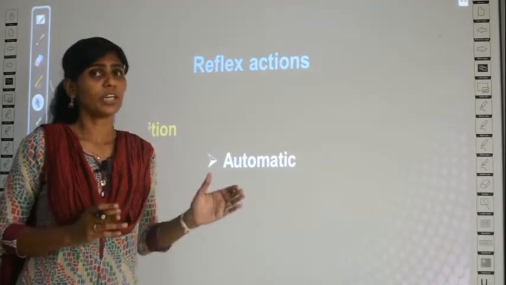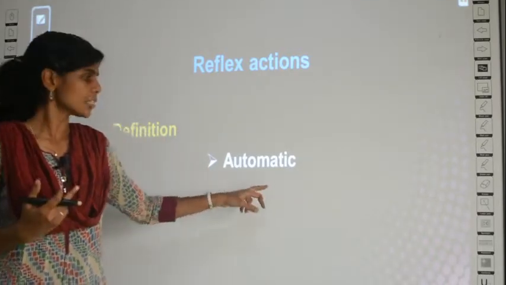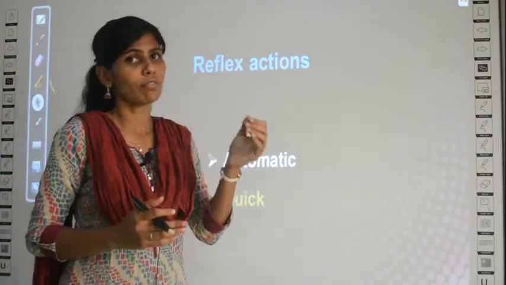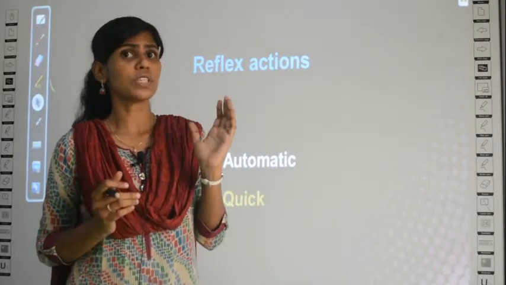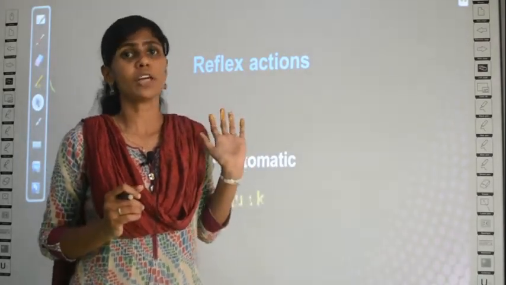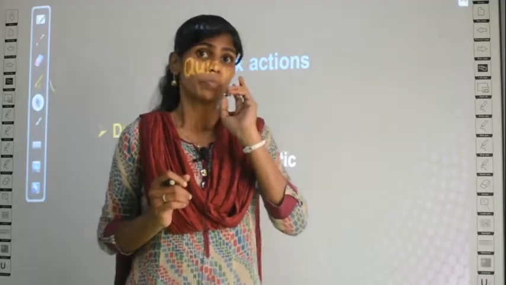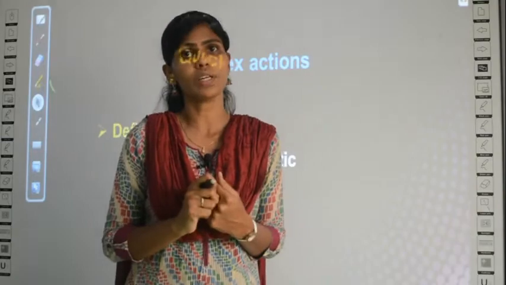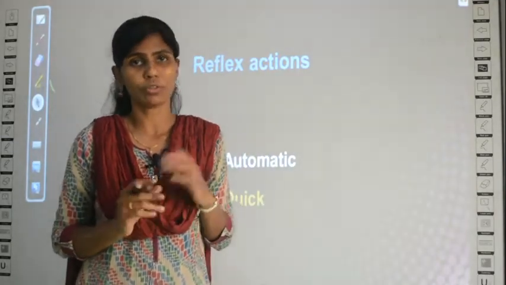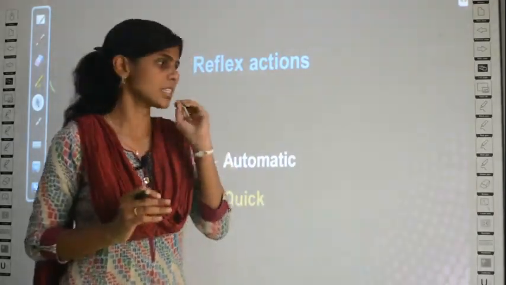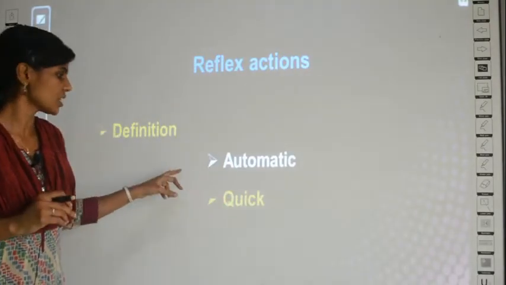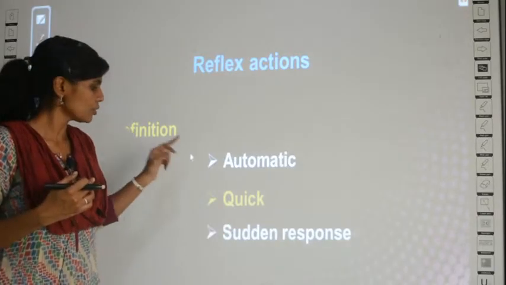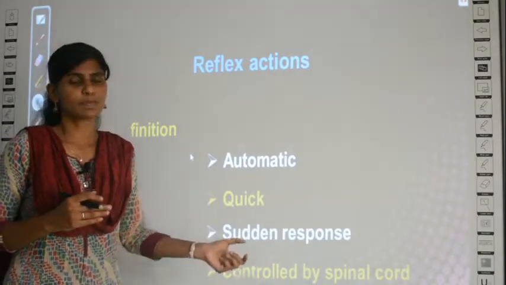Even if you think that you need to hold on, you will not do that, since it is an automatic action. It is a quick action. How will you take off your hand? Will you take it very slowly? If an object is very hot, what do you do? Immediately you take off your hand. Similarly, if somebody pricks you with a pin, what will you do? Immediately you will take your hand away. Will you take it very slowly? No, right? It is very quick. It is an automatic response. It is a sudden response. Sudden and quick are almost the same. It is controlled by the spinal cord.